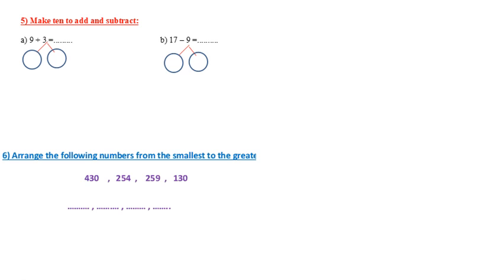Make 10 to add or subtract. Let's know how to make 10 to add or subtract. If I have 9 plus 3, I'll break number 3 into what? I want to break number 3 into numbers to make 10.